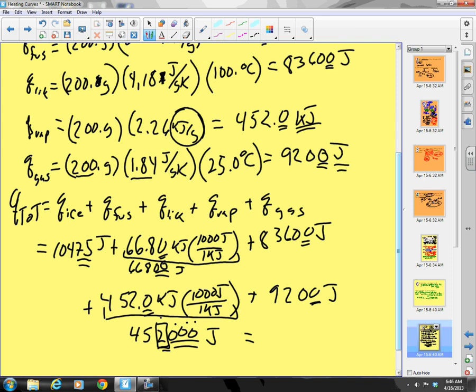Now, add these all up. Are you ready? 10475 plus 66800 plus 83600 plus 452000 plus 9200, and I get 622, and then I round this to 000 joules. Cool. And that's how much heat is required to do our job there.